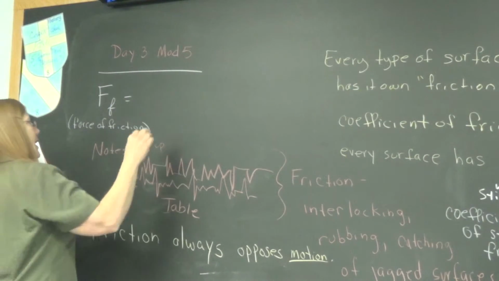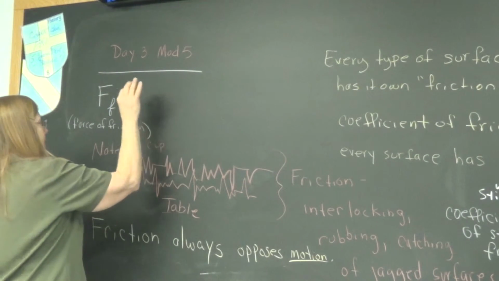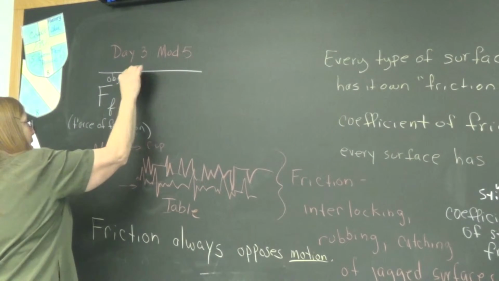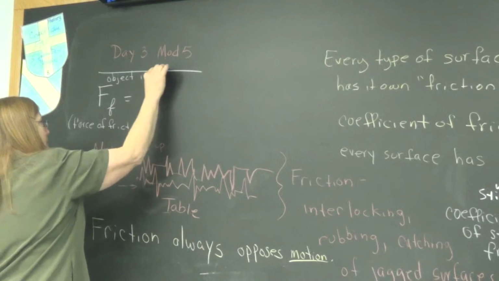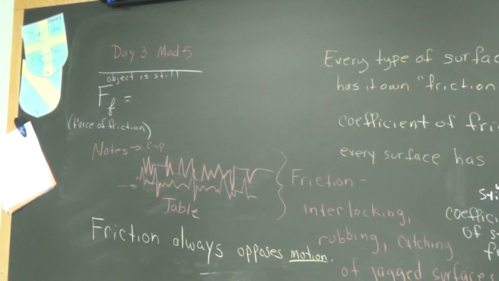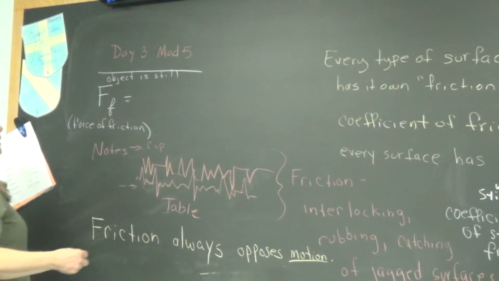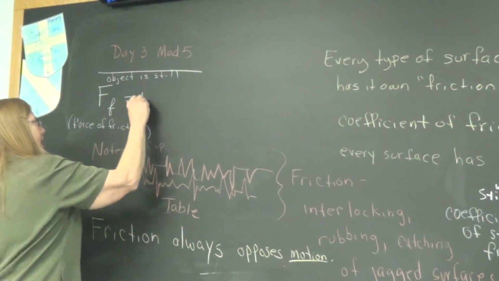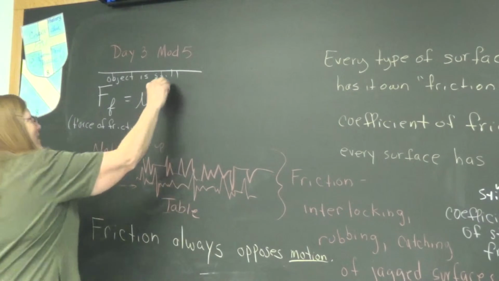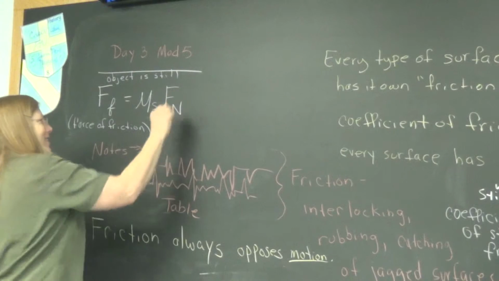equals mu sub s or mu sub k. Let's say the object is still. There's two formulas. When the object's still, the force of friction is different than when it's moving, which we already exemplified. So, say the object is still, the force of friction is mu sub s times the normal force.